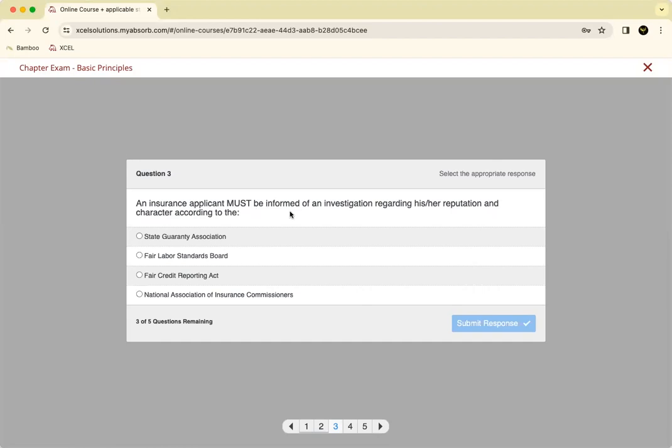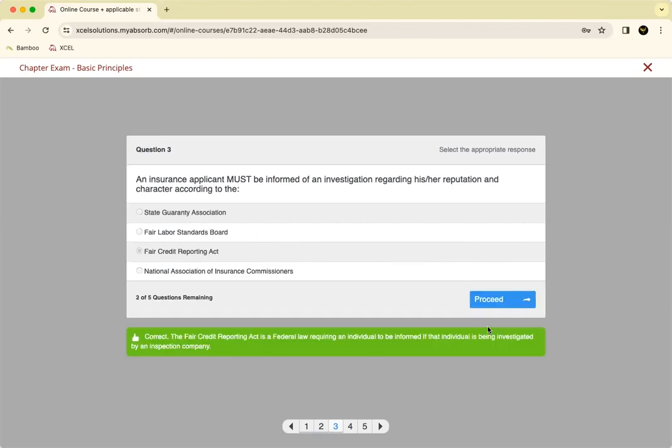So in this case, they must be informed of an investigation regarding reputation. So maybe something in their background. Let's see. I don't see anything about background. Okay. So labor, no, that's standards. How about fair credit? Okay, if you have low credit, maybe that could mess up your reputation when it comes to seeking jobs in finance. Let's see if it's this one.